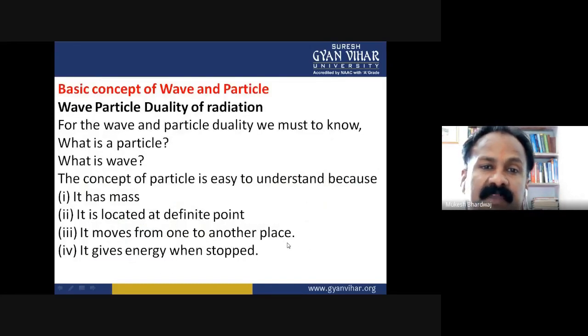Basic concept of wave and particle nature. Wave particle duality of radiation. For wave and particle duality, we must know what a particle is and what a wave is. The concept of a particle is easy to understand because it has mass, it is located at a definite point, it moves from one place to another, and it gives energy when stopped.